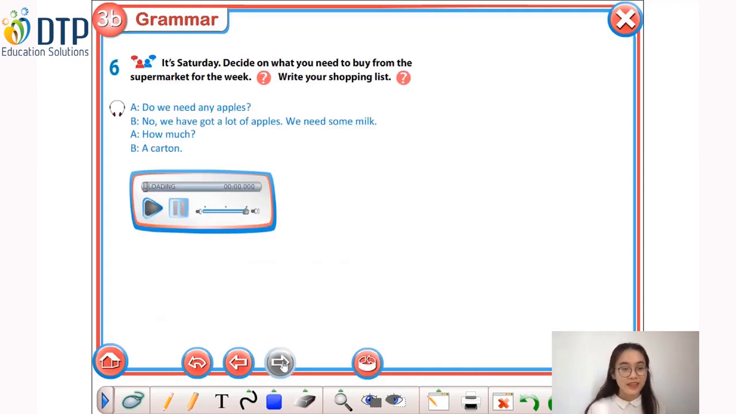Now let's go on with exercise number 6. So it's Saturday. You have to decide on what you need to buy from the supermarket for the week. And then write down your shopping list.